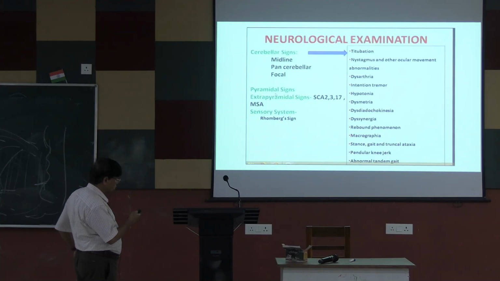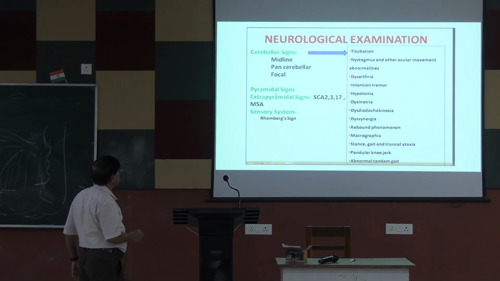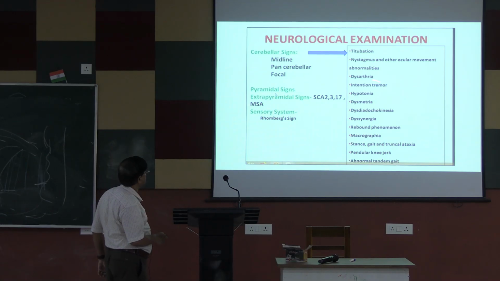In neurological examination, you know the cerebellar signs are there. What are the cerebellar signs? There is titubation, head nodding, and nystagmus. I have told you about dysarthria. There is scanning speech and intention tremor. These are all cerebellar signs. There is hypotonia and dysmetria.